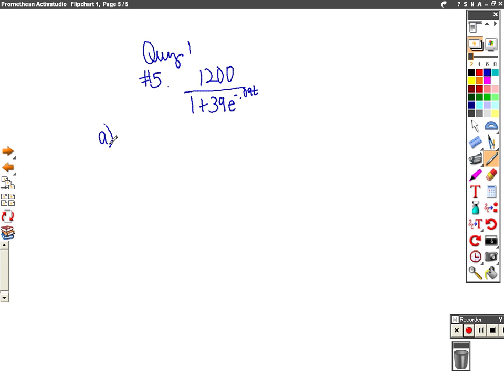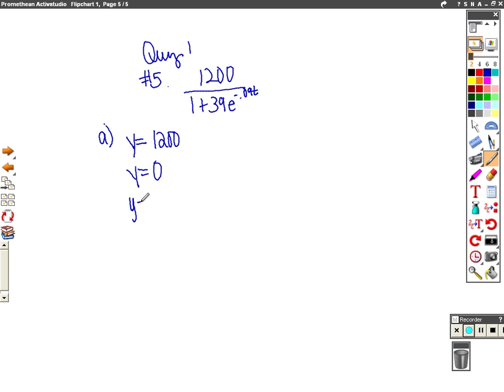So here we go, ready? I know that for these, I have horizontal asymptotes at y equals, make sure you put y equals 1200. It can never go above that, and your population is never going to go below 0. So there's my two asymptotes.